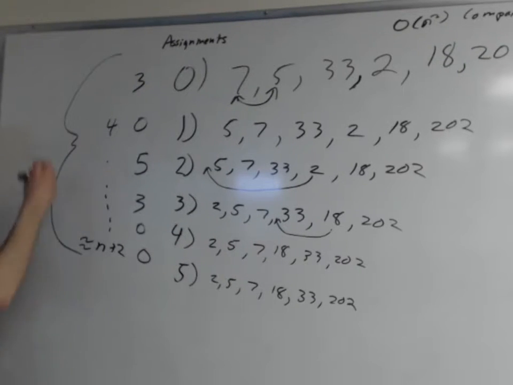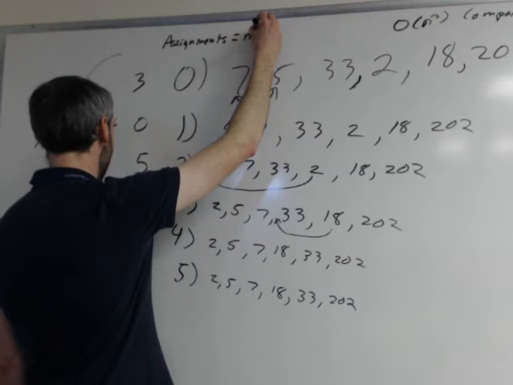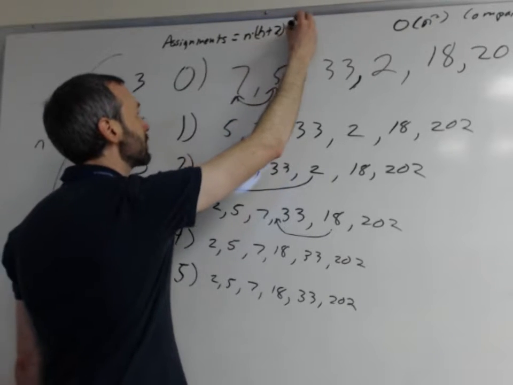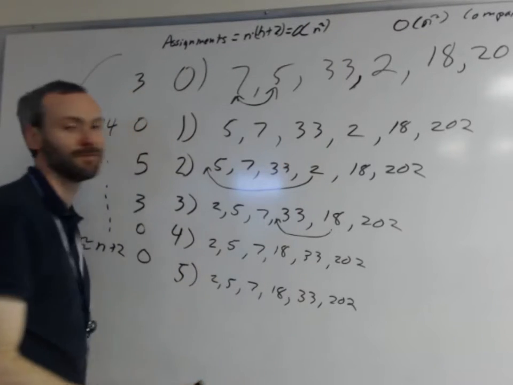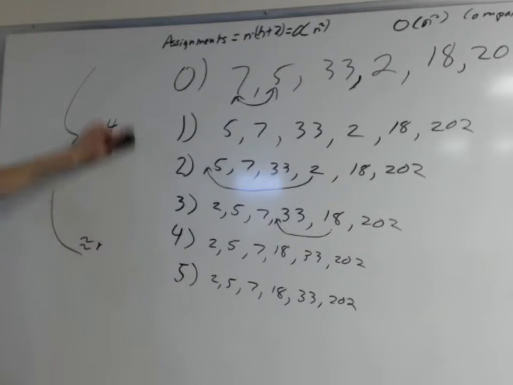How many times do we do this? N times. So assignments is N times N plus 2, and I'm just going to say that's big O of N squared. So which one is better, insertion sort or selection sort? Selection sort. So far selection sort looks like it's winning out.